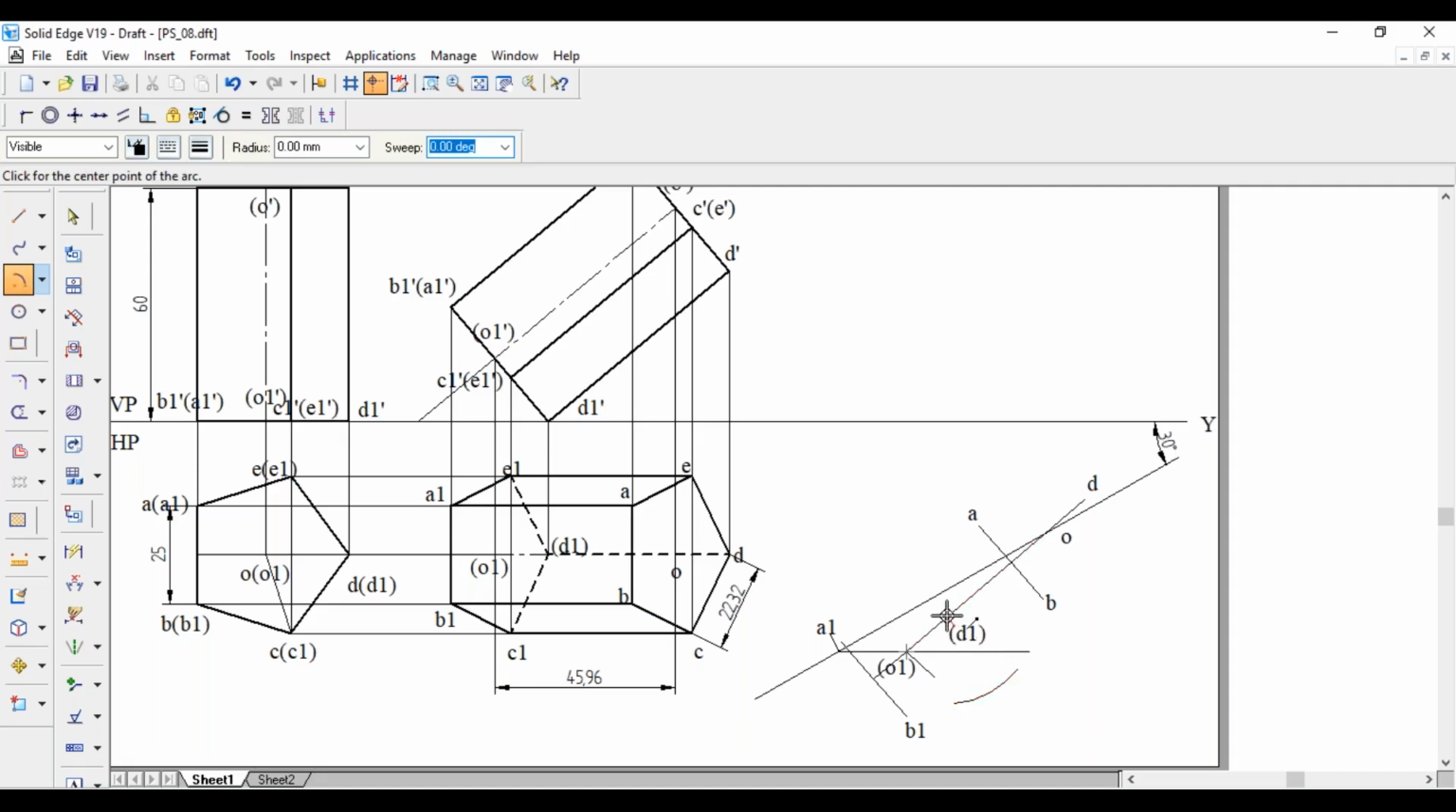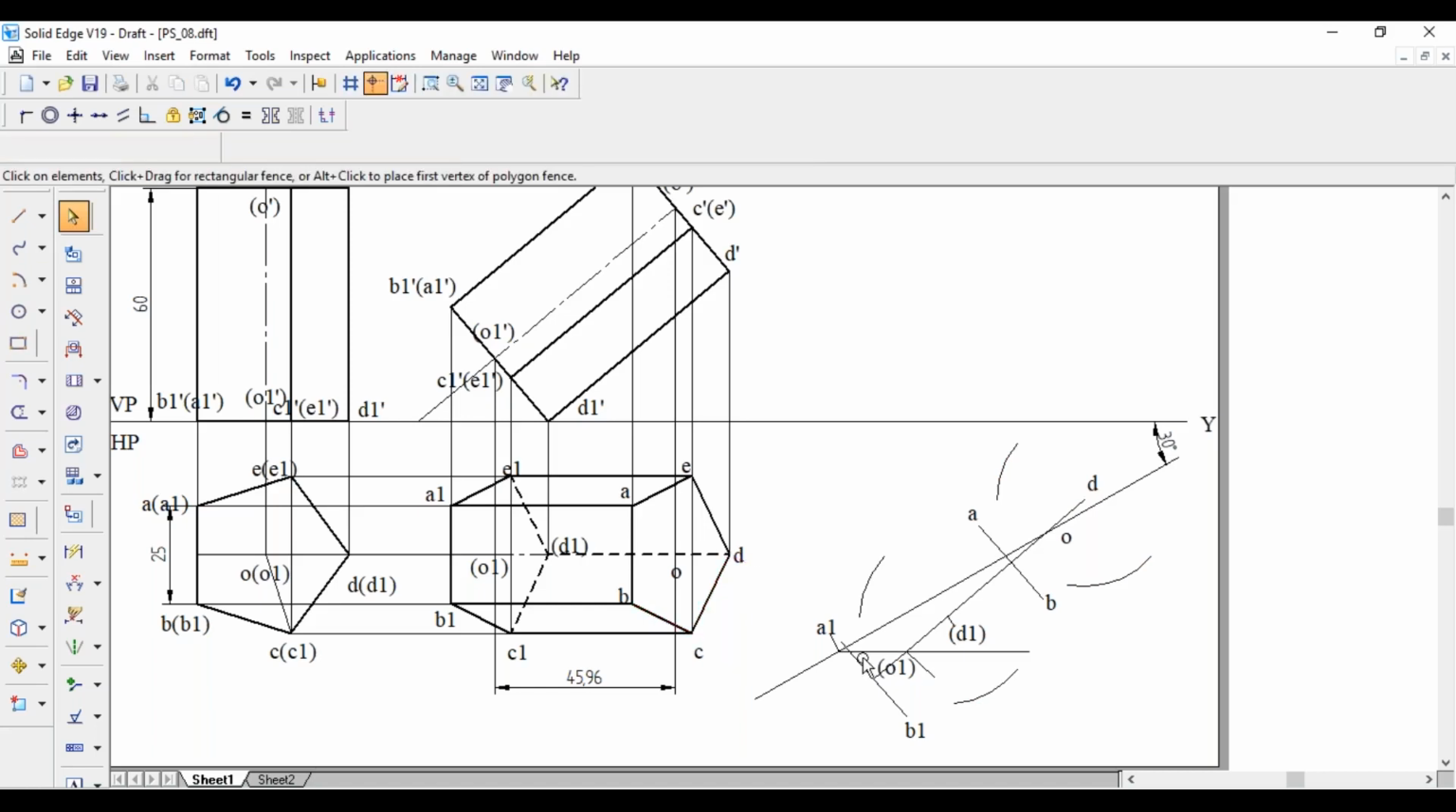Once again D1 as center, the same 22.32 mm as radius, draw another arc. Similarly with respect to D also. So D as center, 22.32 mm as radius, draw an arc. D as center, once again 22.32 mm as radius, draw an arc. Next.